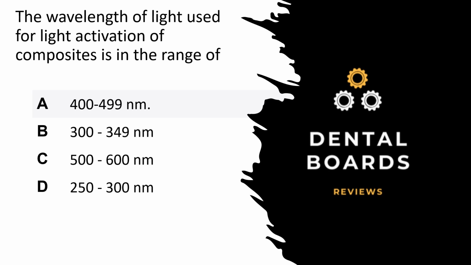What wavelength of light used for light activation of composites is in the range of what? The wavelength of light used in the light activation of composites is in the range of 400 to 499 nanometers. All right.